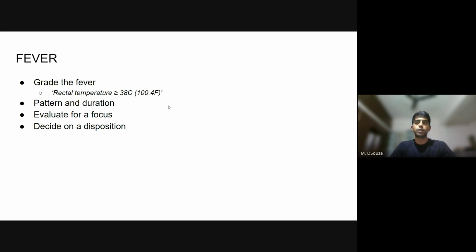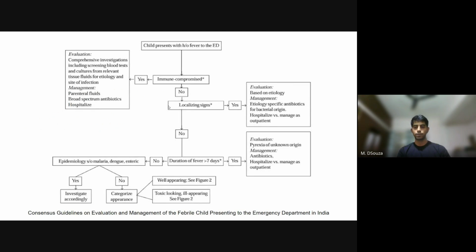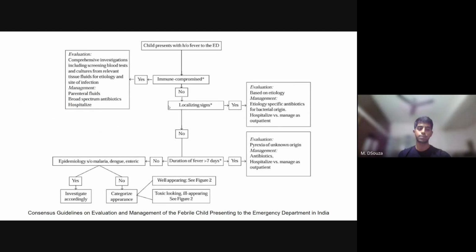And then you would do your general systemic examination. Check the RS for any creps. Do an abdominal examination. Evaluate for coexisting features of infection, any coexisting symptoms. And then decide on your disposition as to whether you would want to actually give an antibiotic. So these are the consensus guidelines by the IAP as to which children you would treat and how you would go about identifying whether or not the child warrants any treatment altogether.